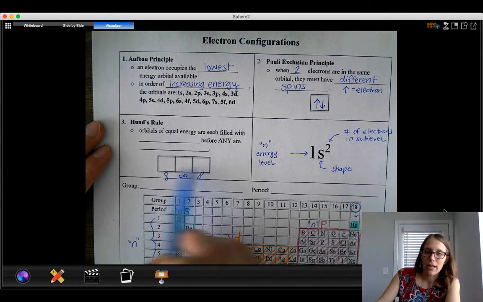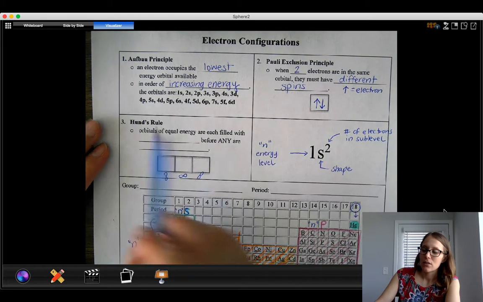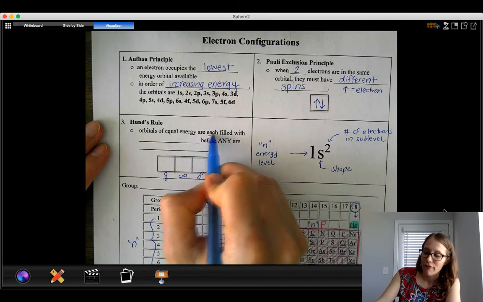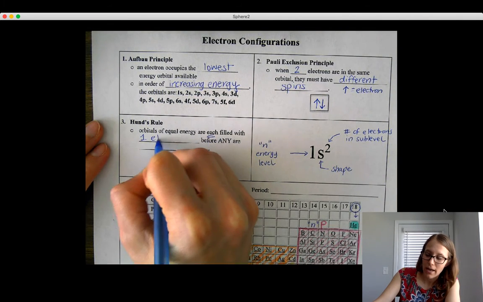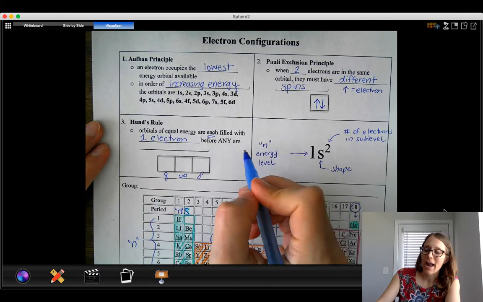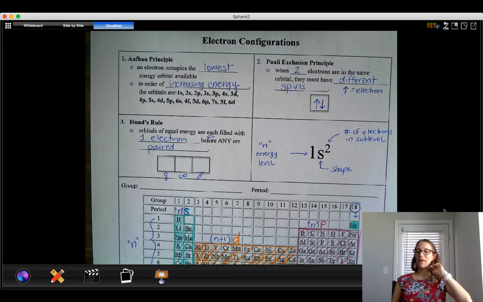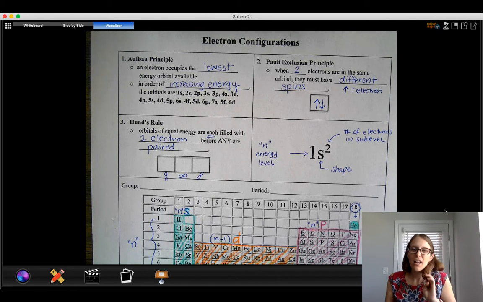When I'm trying to draw electrons filling these different orbitals, this is called Hund's rule, and this says orbitals of equal energy are each filled with 1 electron before any are paired. I always call this kind of the law of going into a movie theater or an auditorium where you don't know other people. If there's only 10 people in a movie theater and you don't know anybody, you're going to sit away from other people. You're not going to go and sit right next to somebody you don't know when there's 100 other empty seats. Electrons are kind of the same.